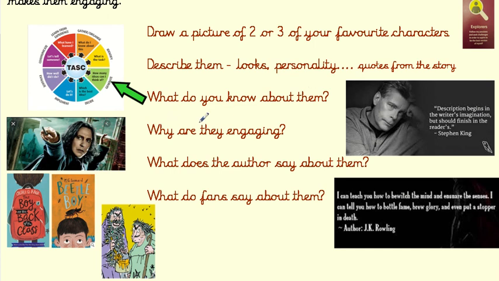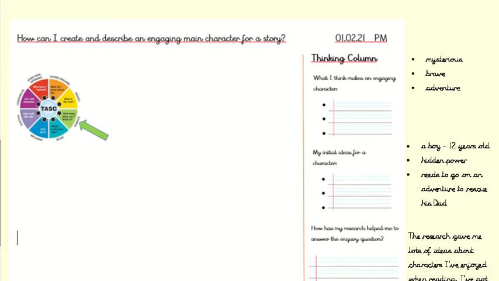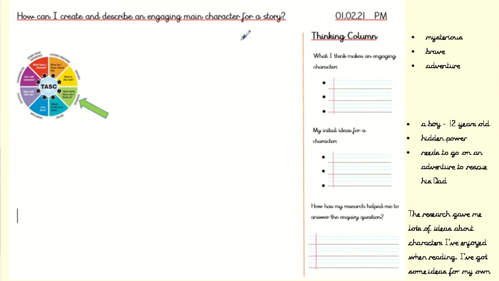Then you'll need to think about why they are engaging. Why did you enjoy reading about them? You could also research what the author says about them. And you could research what the fans say about them. And then lastly, on Dojo, I have put an example of what your page might look like in your book and your 3 reflection points for this journal entry.